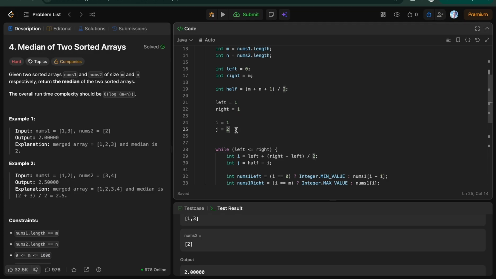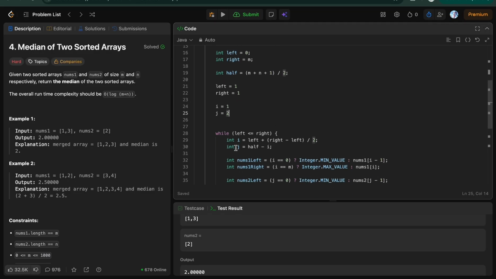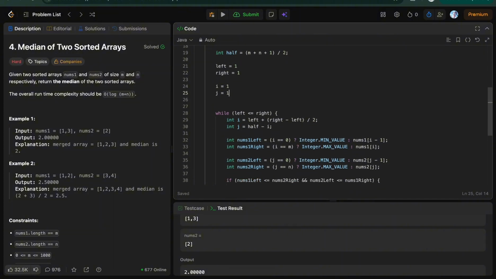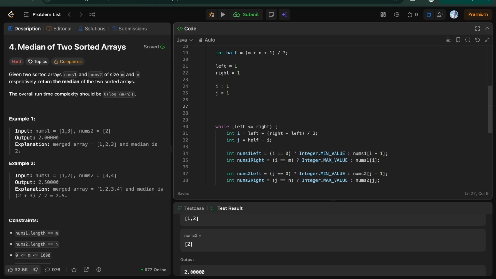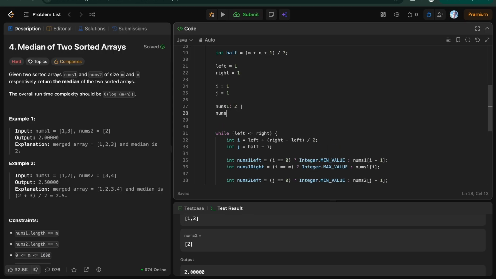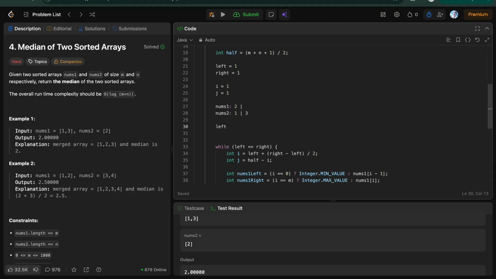Our i is 1, and our j needs to be updated as well, because half will be 2, 2 minus i being 1, and it's going to give us 1 as well. Now our partition should look something like this. 2, and then nums2 will have a 1 and 3, like that. If you just look at it, our left side will look something like this, and our right side will just be 3.